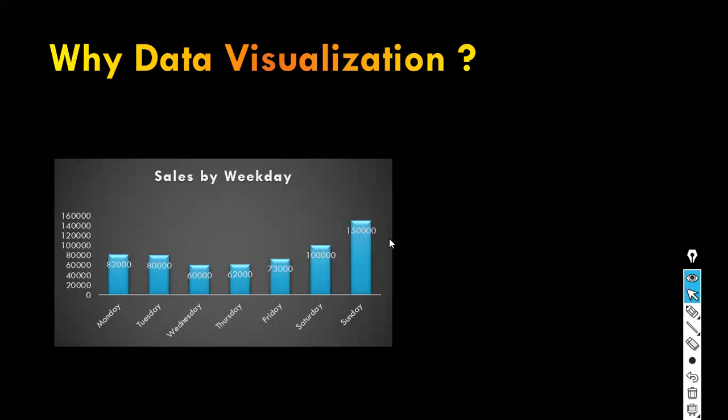See here, you have 150K, but here you just have 82K.